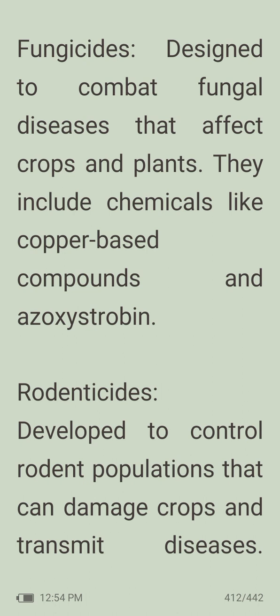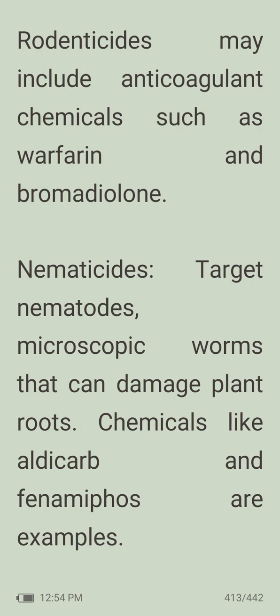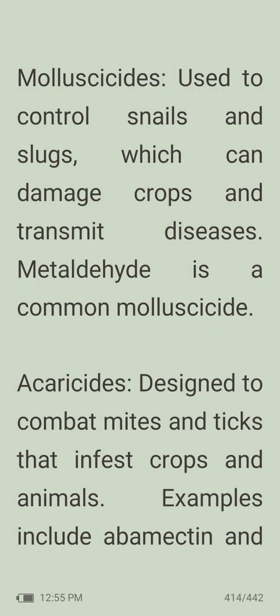Then rodenticides, developed to control rodent populations that can damage crops and transmit diseases. Rodenticides may include anticoagulant chemicals such as warfarin and bromadiolone. Then nematicides target nematodes, microscopic worms that can damage plant roots. Chemicals like aldicarb and fenamiphos are examples. Then molluscicides, used to control snails and slugs, which can damage crops and transmit diseases. Metaldehyde is a common molluscicide.